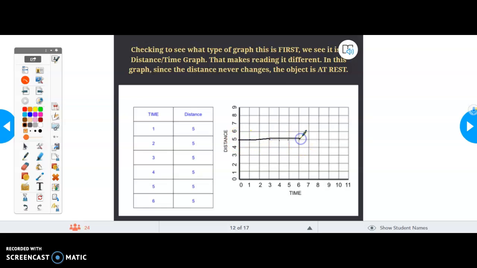Now, I just said a minute ago that this was constant speed, but I'm going to listen to myself. This is a distance time graph. I noticed that this thing never changes its position. It never changes the distance. It's always sitting at 5. It's not moving. What's that word, or 2 words, that we use to describe something? At rest. It is at rest. Not a difficult one for us to understand, I don't believe.